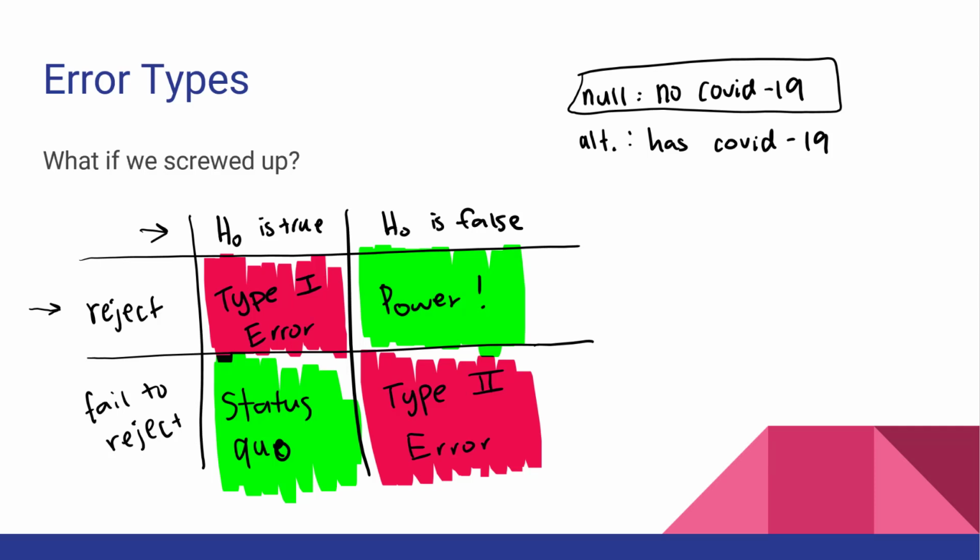This is the case where our null hypothesis is true in reality, but whenever we ran our test, we decided to reject the null hypothesis. So we made a type 1 error. We said, you have COVID-19, when in reality, you do not.